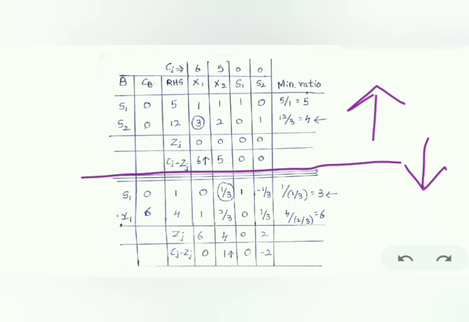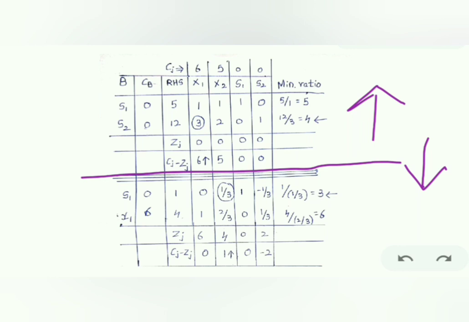We need to calculate Zj. So how to calculate it? 0 zeros are 0 and 6 ones are 6. Add them, 6. Again 0 multiplied by 1 by 3, 6 multiplied by 2 by 3. So it would be 4 if we add both of them. Then 0 multiplied by 1 plus 6 multiplied by 0, it's going to be 0. Then 0 multiplied by minus 1 by 3 and 6 multiplied by 1 by 3, it is going to be 2. So this is how we calculated the Zj value. Zj value was showing the profit value.